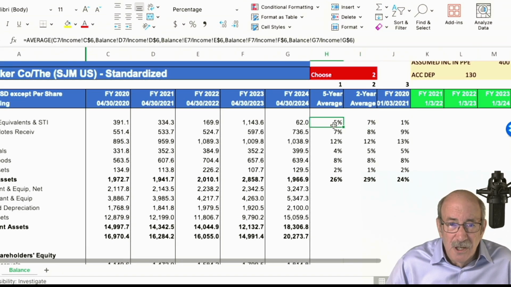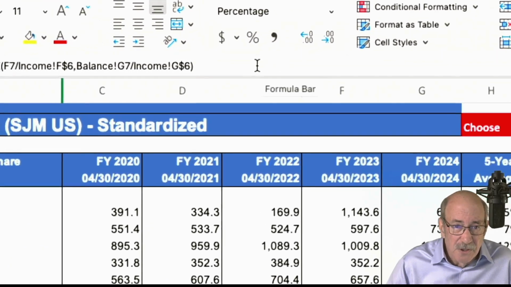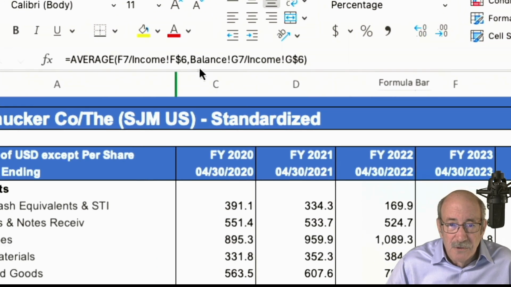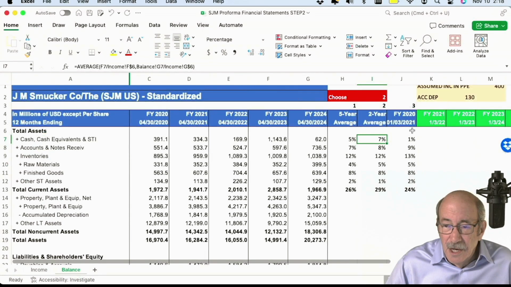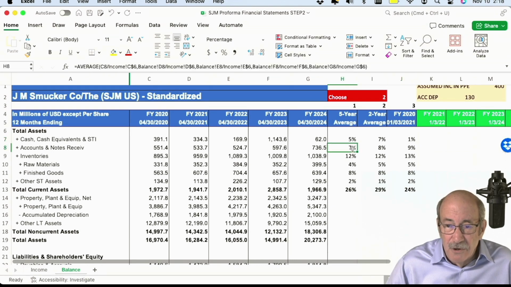Now, obviously, I'm getting rid of several of these to do the 2-year, but the 2-year is basically the same animal as the 5-year, just with only two entries in it. And then the 1-year is simple, just a regular formula. I don't need that average function in there. So I've done that same thing all throughout here. Notice how all of these formulas look.